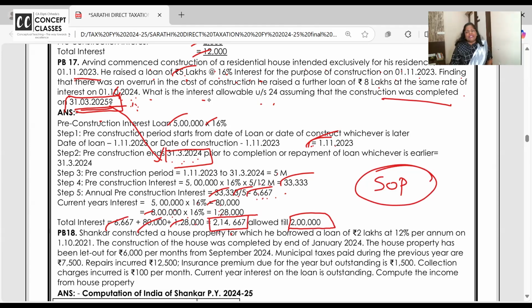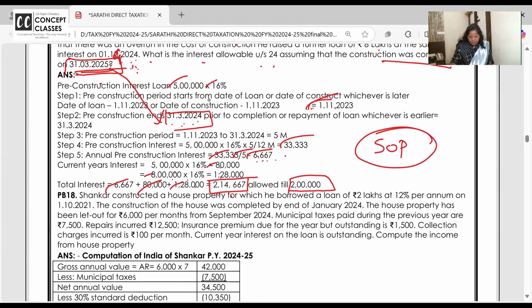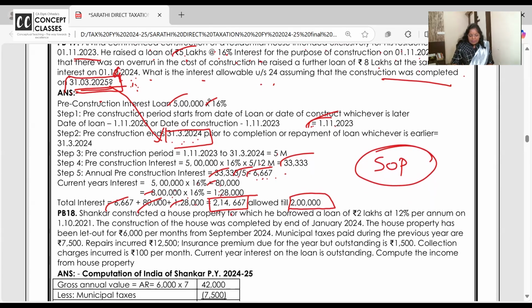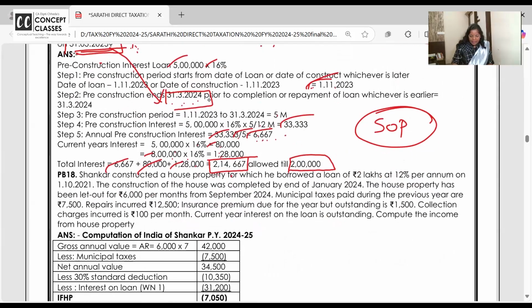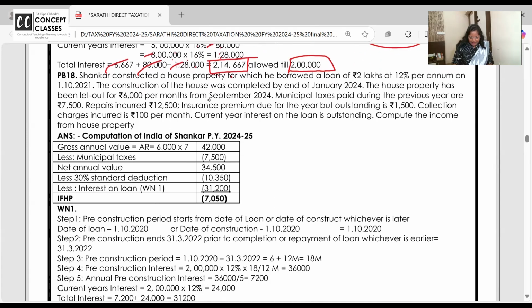Ask your doubts for the 17th sum. Once change this date, because they have taken full year's interest. We will take 1st April. If they would have taken from October, we would have done 8 lakh into 16% into 6 by 12. Is the sum clear or not? The 17th one. Any doubt? No, ma'am. Okay, and do it as homework also. Do it once by writing as well.